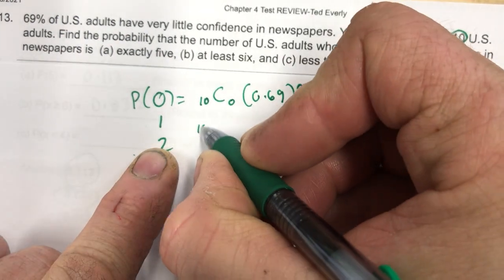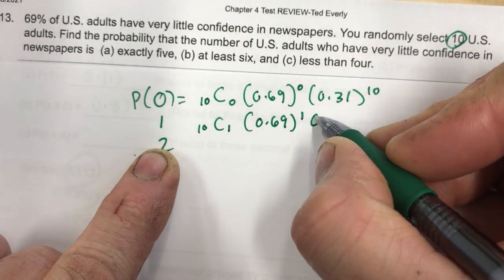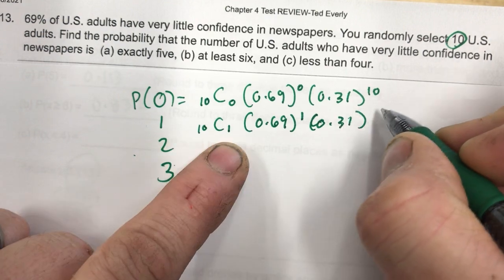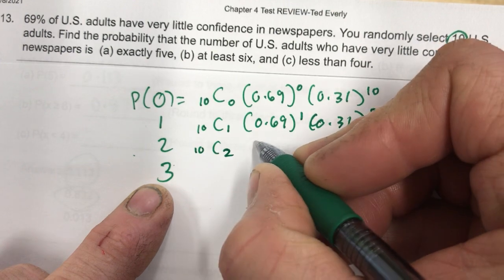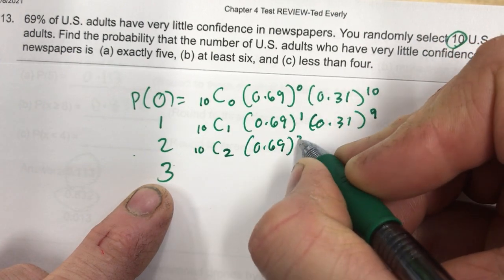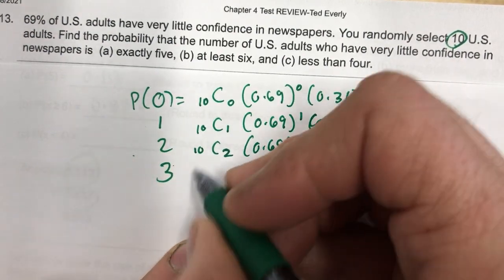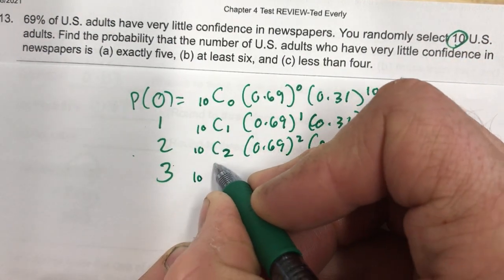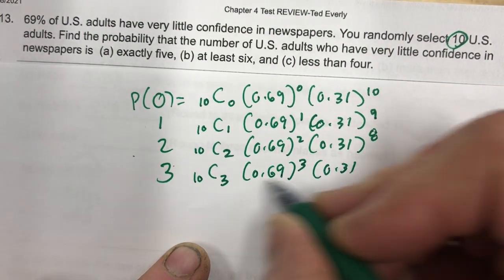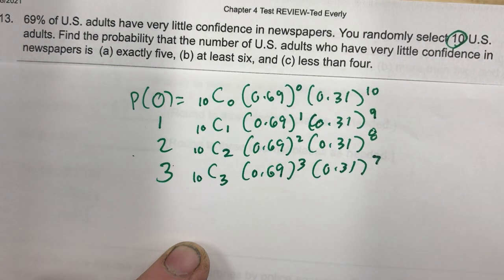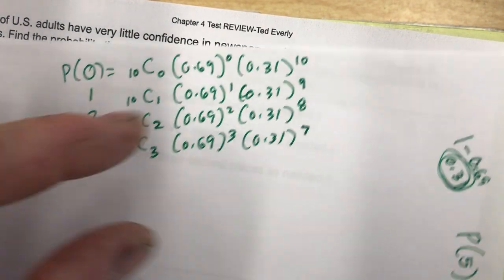Okay, and right here I'm going to have 10C1, 0.69 to the 1 power, 0.31 to the 10 minus 1, which is 9 power. This will be 10C2, 0.69 to the 2 power, 0.31 to the 10 minus 2, which is 8 power. You see how these are going down, these are going up. And this will be 10C3, 0.69 to the 3 power, 0.31 to the 10 minus 3, which is 7 power. All right, so I'm going to type these in. I kind of keep going uphill here on this.